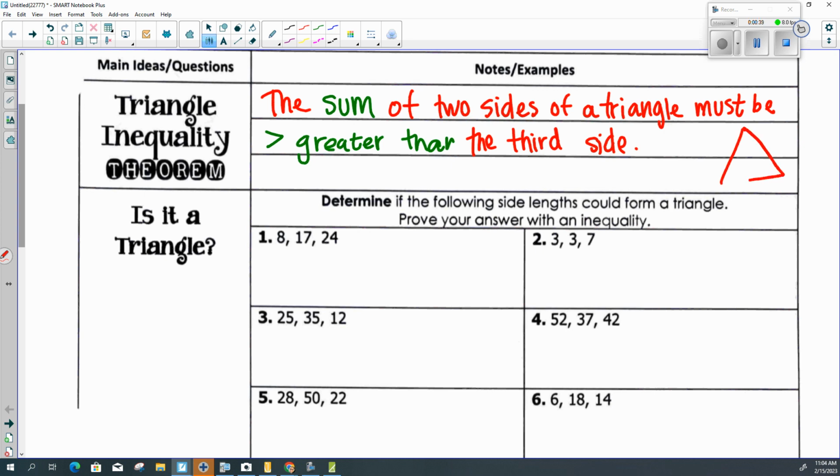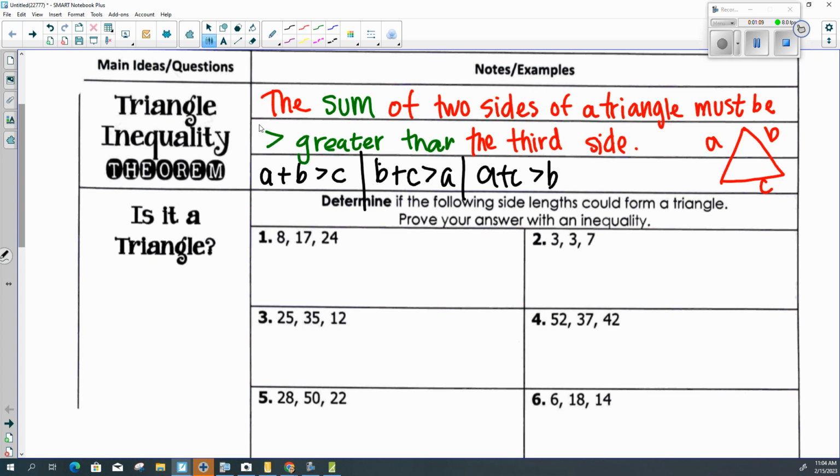So if I draw myself a little triangle and I label the sides A, B, and C, and I'm drawing a very generic triangle, this is representing all triangles. Three things must be true. Side A plus side B has to be greater than side C. And then you can switch them around. It also has to be true that side B plus side C is greater than A, and A plus C has to be greater than B.